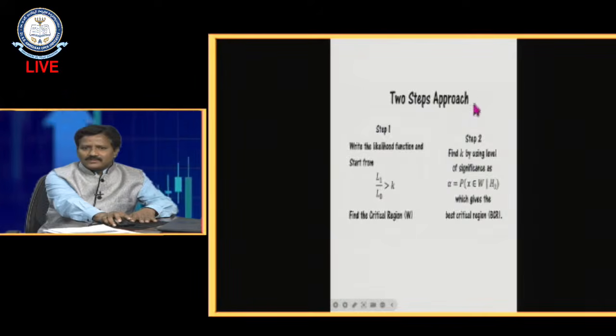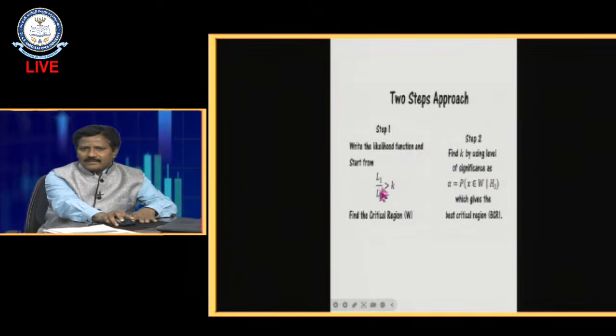So this method is a two-step approach. Step 1: first of all, find the K value, which is nothing but the critical region W value. Simply find out L1 and L0, the ratio between L1 and L0, so you can find a critical value.